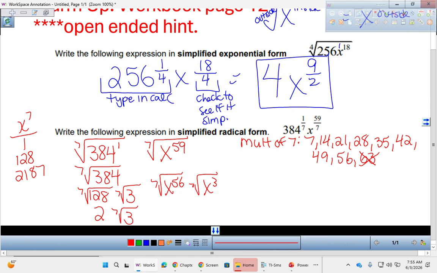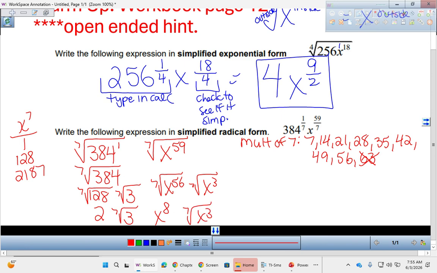Once you have that split up, for the variable, you're not going to math 5 that. You're just going to do the inside number 56 divided by the outside number 7. And that's going to give you an x to the 8th. If it divides out evenly, you just get rid of the root. And when the inside number is smaller, that's when you leave it alone.